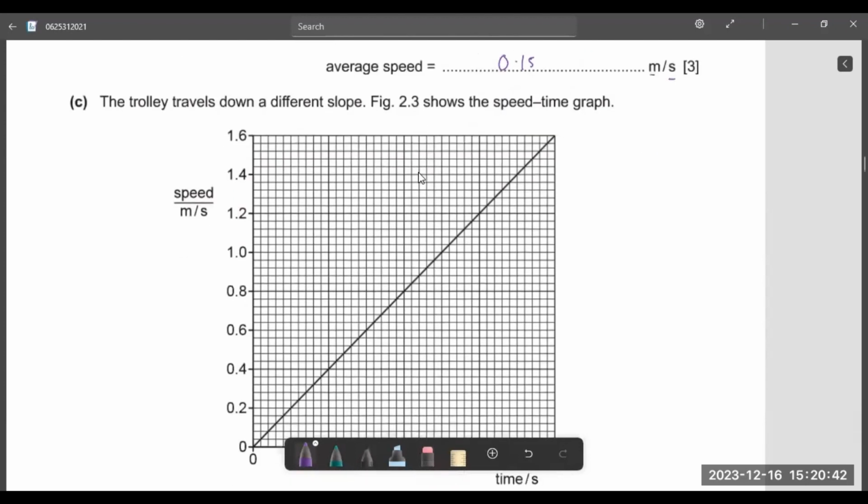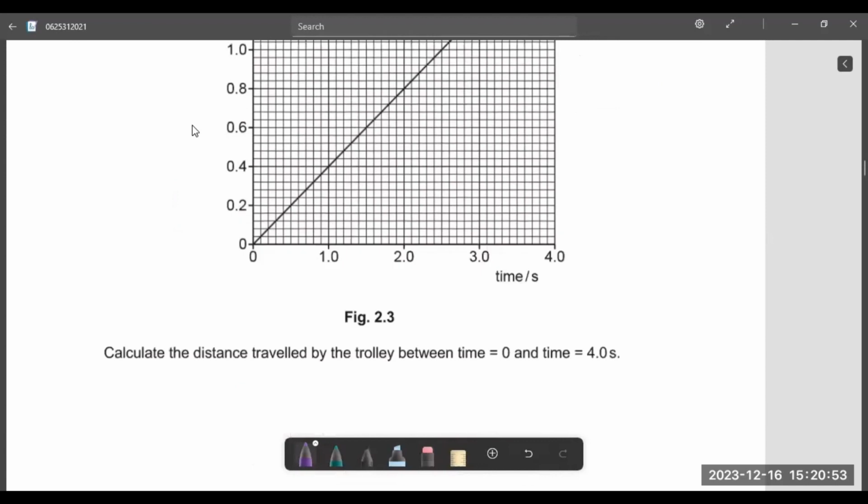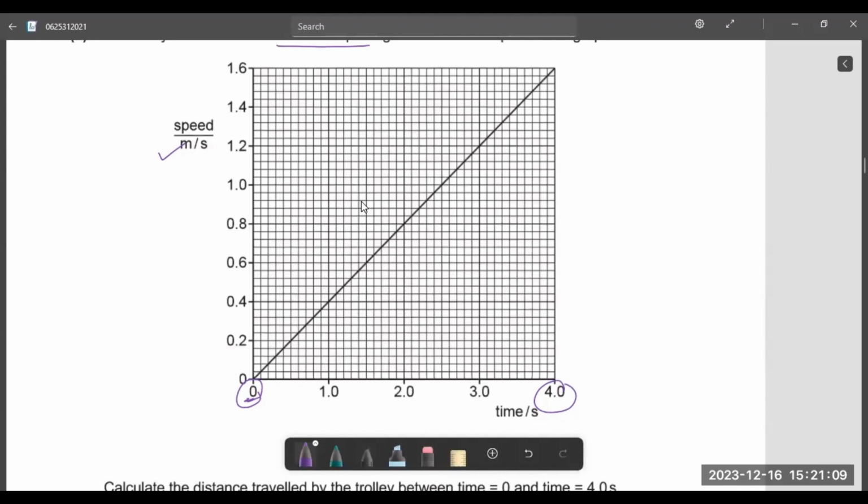Next, a trolley travels down a different slope and shows the speed time graph. Here the speed time graph is given. Calculate the distance traveled by the trolley between time t equal to 0 to time 4 seconds. That means from this point to this point, what is the distance? So the area under this graph will give the distance traveled.